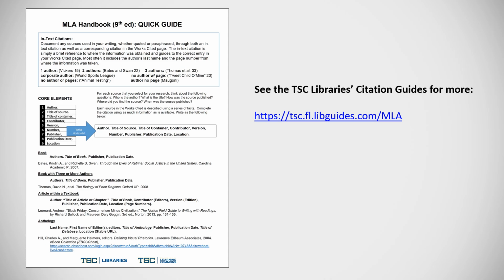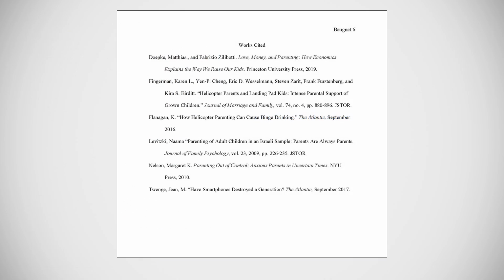Instead, I'm going to refer you to a resource put together by the TSC libraries. It's a very concise guide to MLA citations that shows how to cite a range of different types of sources. There's a link to it, and if you're a student in one of my classes, you've already been provided with this in Canvas. When you're all done, your works cited page should look something like this.